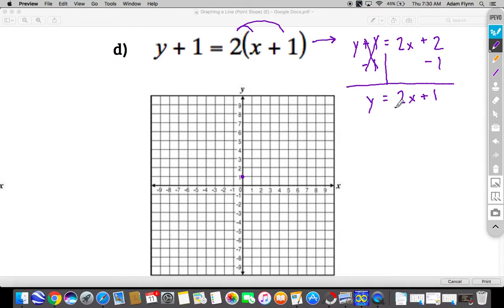And my slope is 2, which is the same thing as 2 over 1, so I'll go up 2 to the right 1. Up 2 to the right 1. Or I could go down 2 and to the left 1. Okay. And then I will add my arrows. So that is what this line will look like.